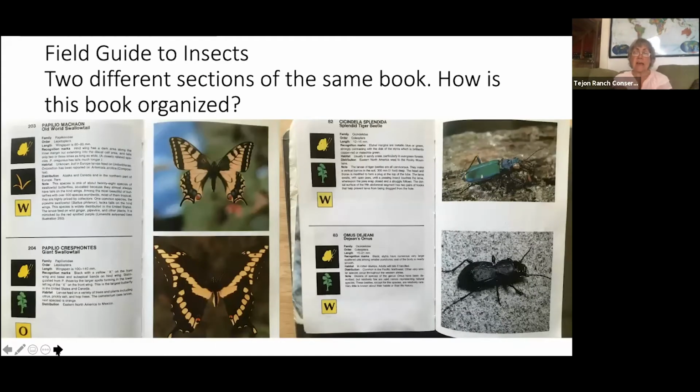So here's the same field guide, but I've chosen two different pages in two different sections. You can tell, right, how this particular book is set up, what the sections are like. Insects, the hugest category of animals on the planet. And so obviously this is going to be a book that has to organize itself in a way that helps me or you find the animals.